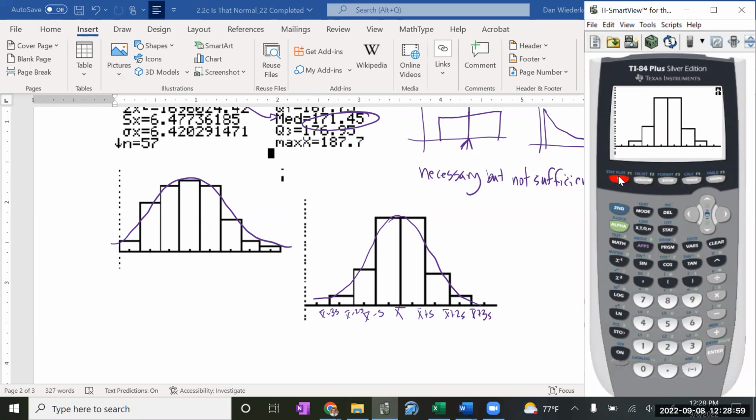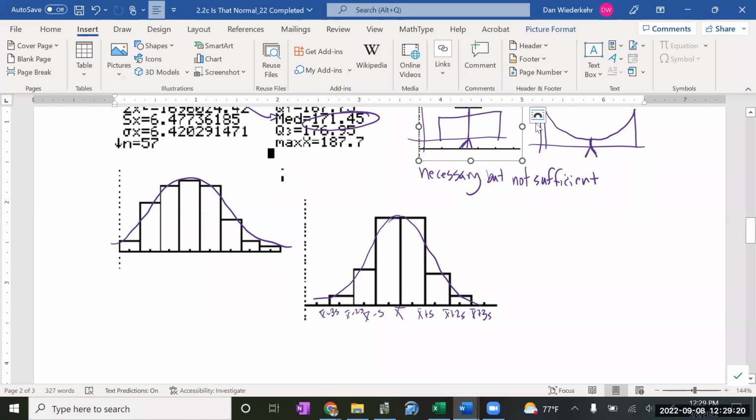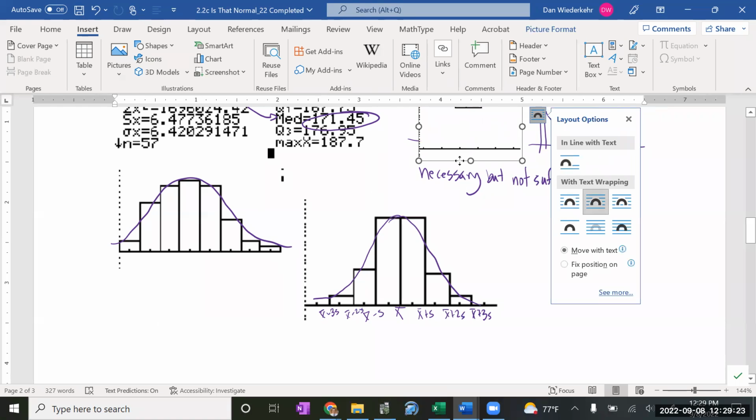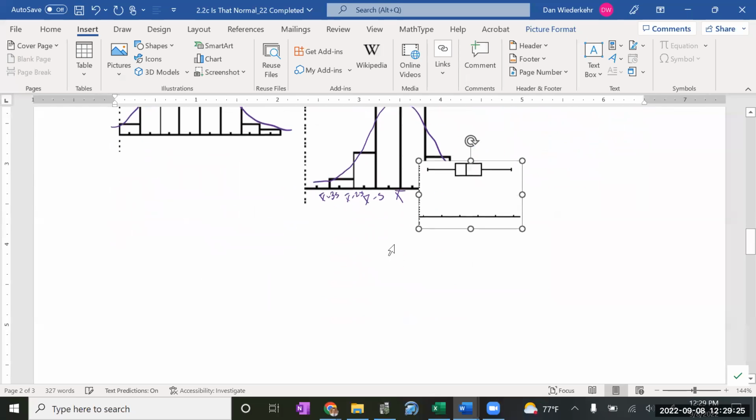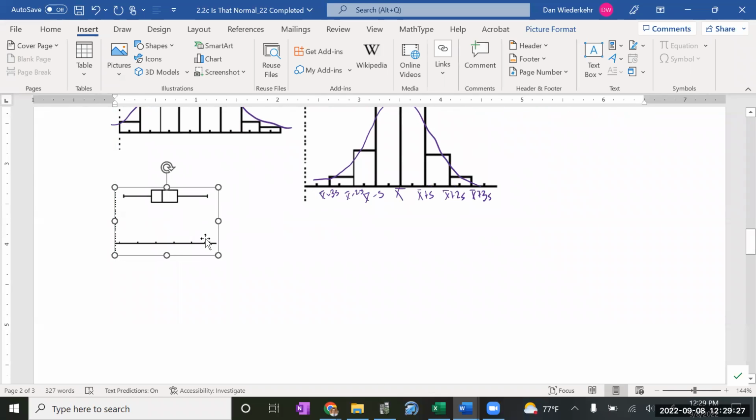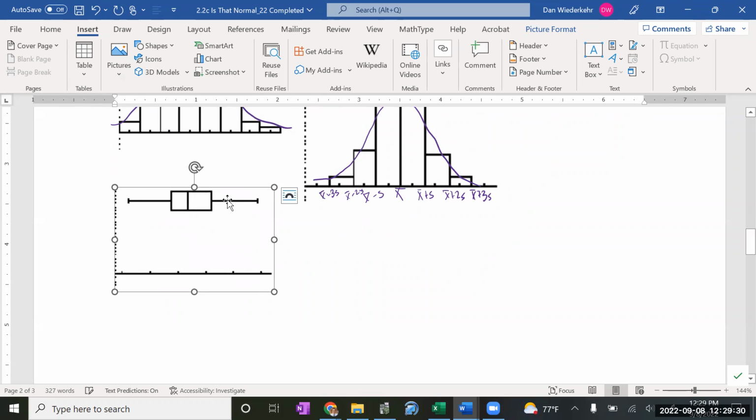Just really quickly here, if we were to change our stat plot to a box plot, that's another one. Okay, I'll do the box plot with outliers here. We hopefully don't have any outliers. Zoom 9. There's our box plot. Okay, and a normal curve does typically look something like that as a box plot. You've got larger whiskers than you do boxes. So the first and fourth quartile are more spread out than the second and third quartile.